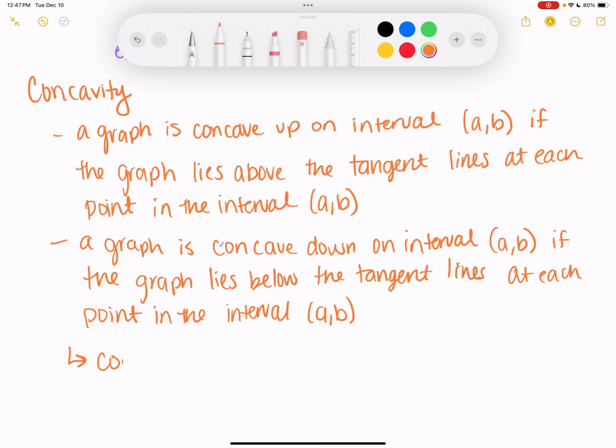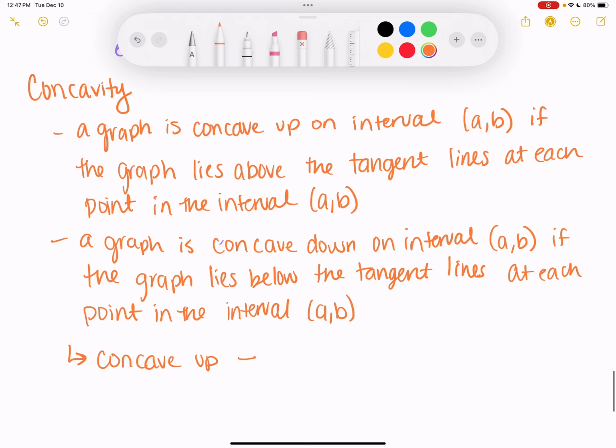so concave up is when y double prime is greater than 0 at every point in A to B.